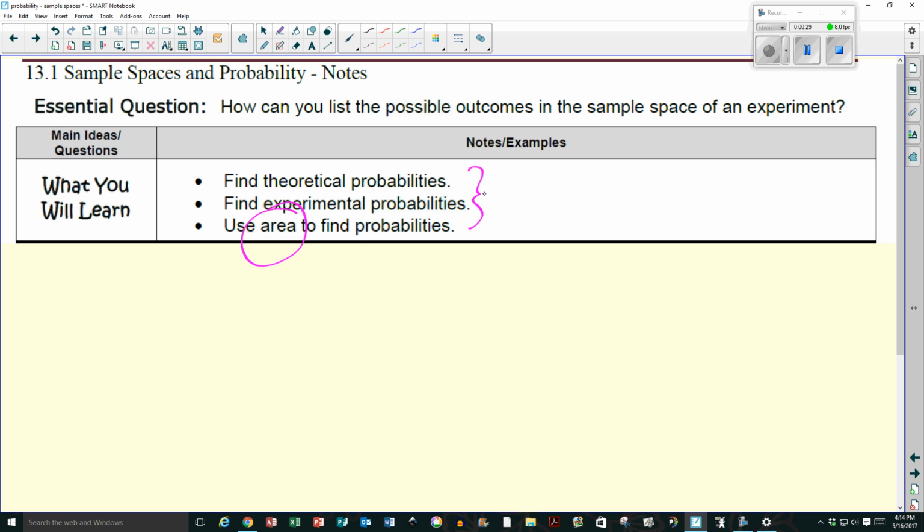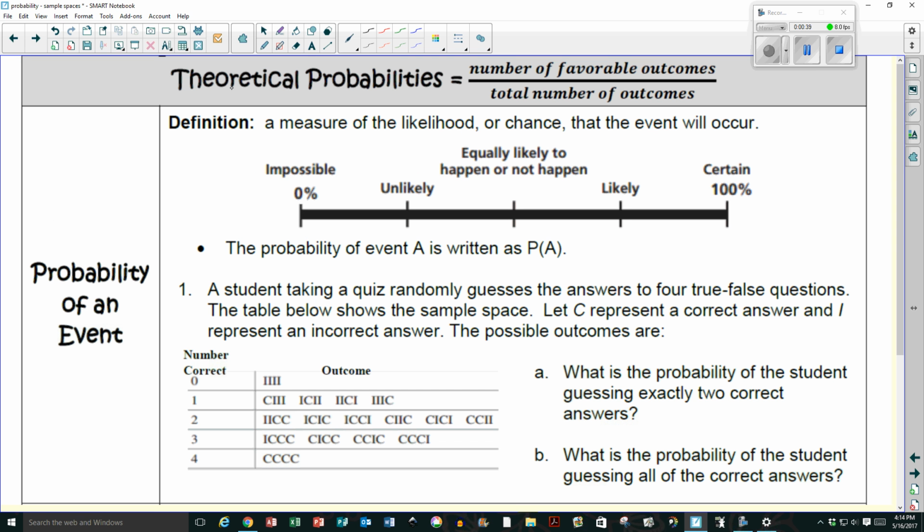This right here, the theoretical and experimental, should bring back a little bit from junior high, the little bit of probability that you did then. So, theoretical probability is the number of favorable outcomes over the total number of outcomes. Your definition is a measure of the likelihood or chance that the event will occur. Some things will be just as likely as unlikely to happen. We're going to note the probability of event A as P of A. So the probability of event A.